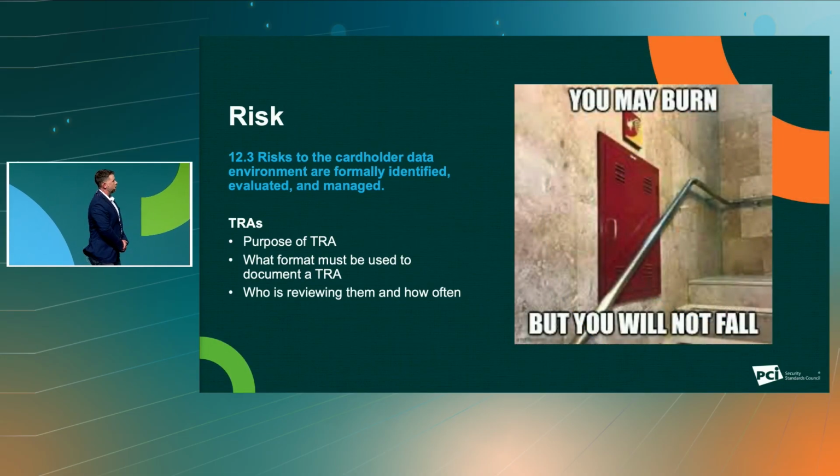Risk assessment. So 12.3 talks about risks to the cardholder data environment being formally identified, evaluated, and managed. This is kind of a curious one. TRAs. What we're seeing, I didn't think we were going to have too many problems with TRAs, but we are. And the purpose of the TRA, and take a step back: we went from having an annual risk assessment to having the ability to use TRAs. And I believe if you're in scope for everything within a full level 1 ROC, you're looking at a possibility of 9 TRAs at the most.